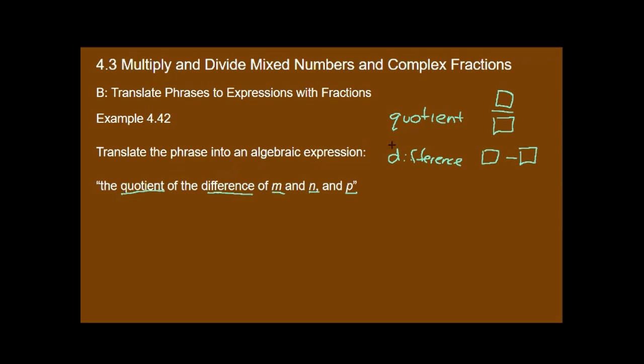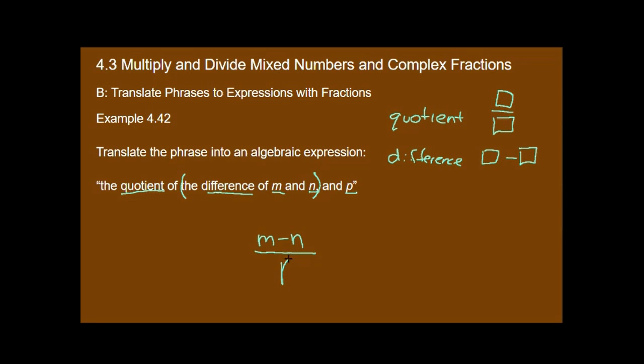Now, how do you know what to do first? We have quotient and difference. We're going to work on the inside first and then work our way out. It might help if you put parentheses around what's on the inside. The difference of m and n, and then we're taking the quotient of that and p. So let's write the difference of m and n. And remember, order matters in this too. Whatever you come to first, that's what you're going to put first. m minus n, that's the difference of m and n. Now we're going to take the quotient of that and p.